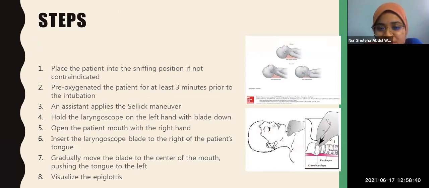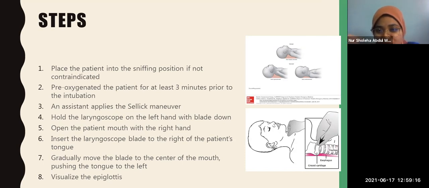Next is about the steps in performing ET intubation. First, we need to place the patient into a sniffing position, if not contraindicated. Then we need to pre-oxygenate the patient for at least 3 minutes prior to intubation in order to denitrogenate the lung. And then we need an assistant to apply the Sellick maneuver. The Sellick maneuver is the application of pressure to the cricoid cartilage at the neck, thus occluding the esophagus, which passes directly behind it, because we need to prevent aspiration.